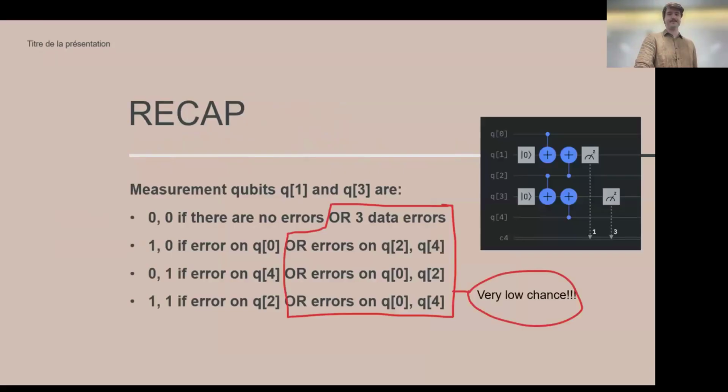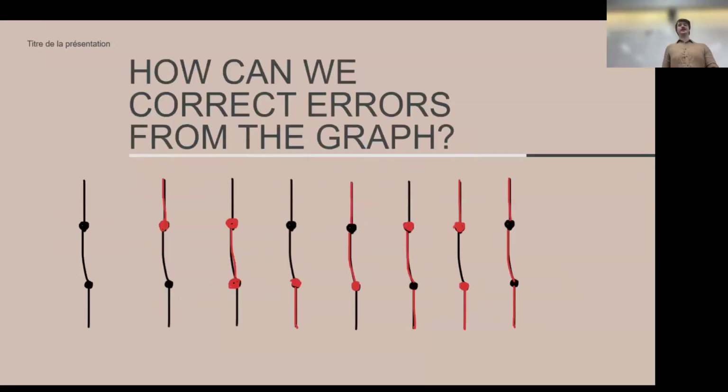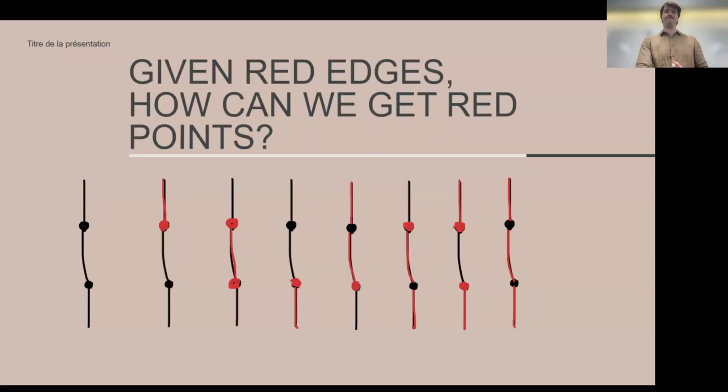Okay. Back to where we were. We have a bunch of these graphs, right? And this is a much smaller representation of that whole circuit diagram. So how can we correct the errors from the graph? What parts of the graph represent the errors? The edges, right? So given the red edges, my question for you is how can we get the red points?